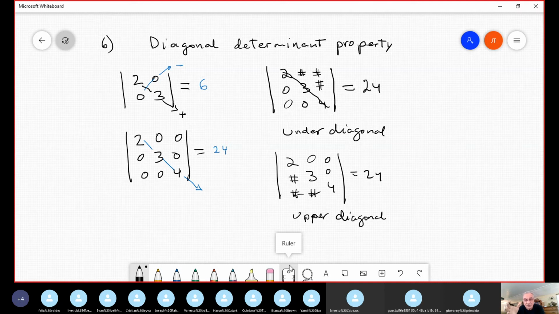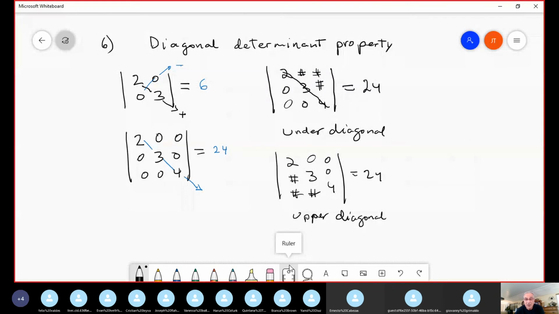A diagonal matrix is a special matrix that has just 0s, with numbers only on the main diagonal. So it's super easy to compute the determinant, because the only thing you should do is multiply the numbers in the diagonal. This is the property of the diagonal matrix.